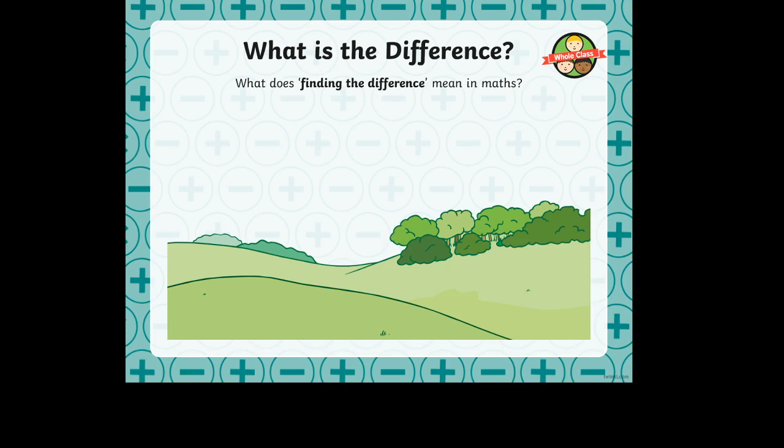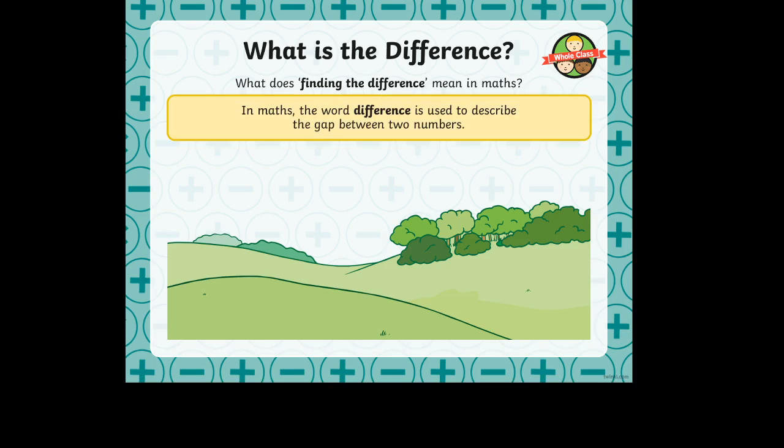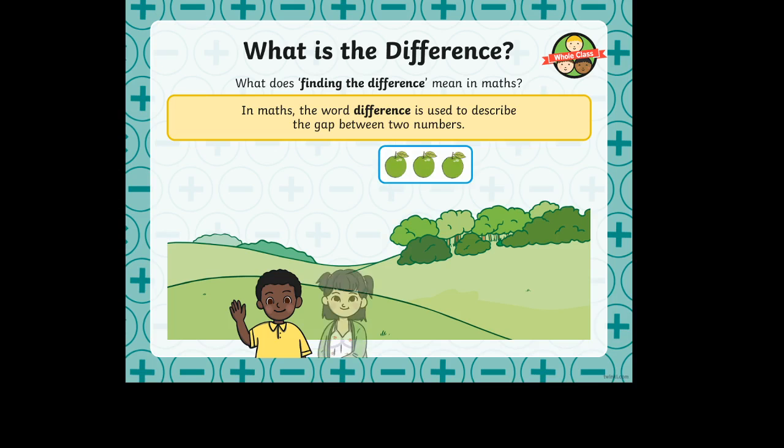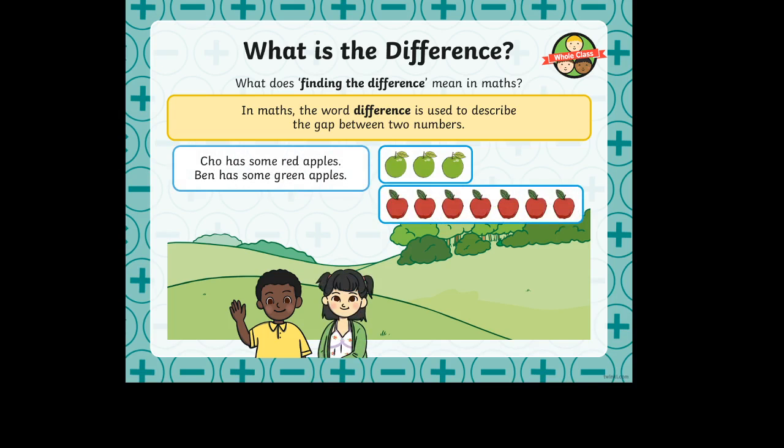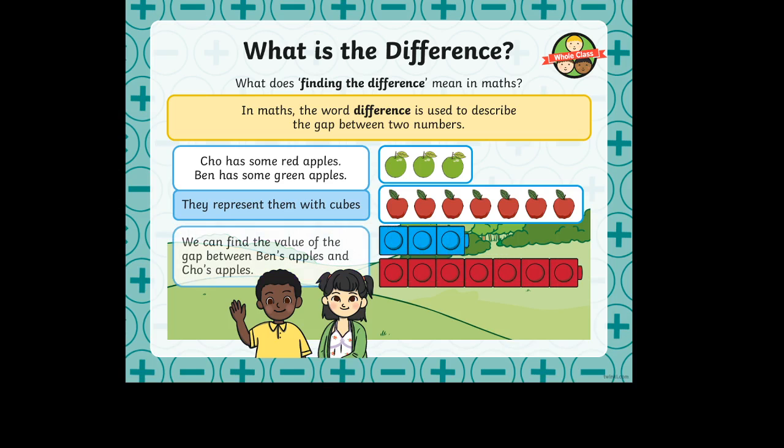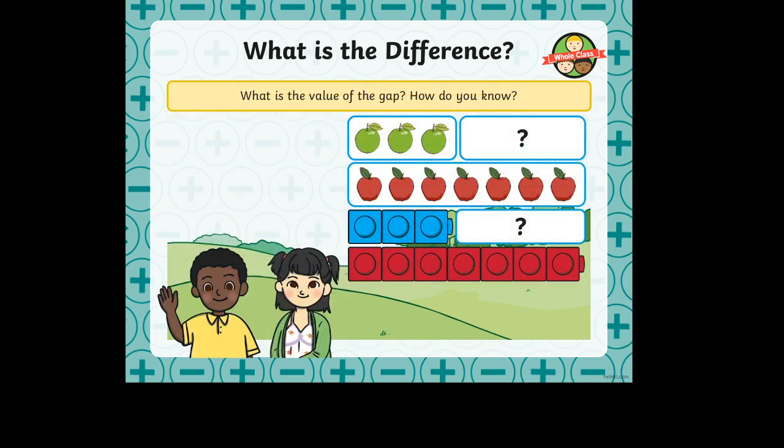So what is finding the difference? We've looked at it all this week. In maths, the word difference means to describe the gap between two numbers. So let's go over what we've already done. Here we've got Cho who has some red apples and Ben who has some green apples. We can represent them as cubes. We can find the value of the gap between Ben's and Cho's apples.